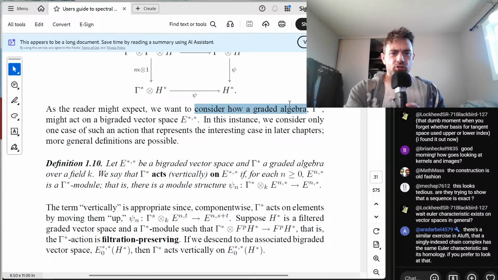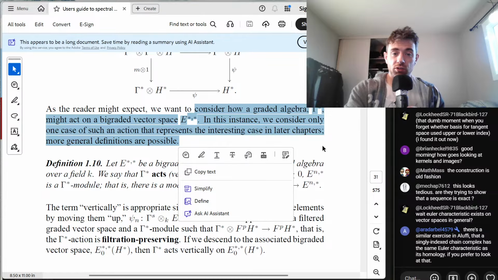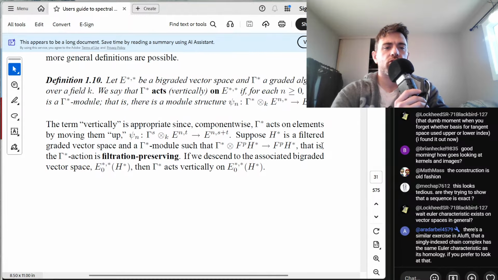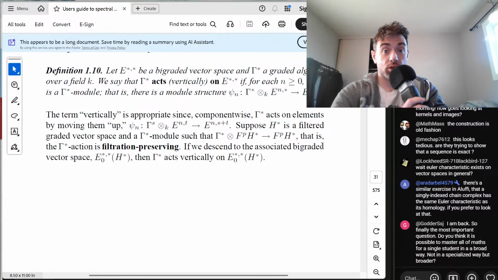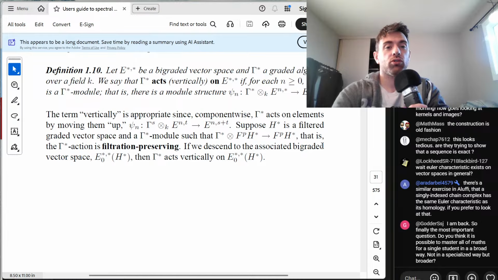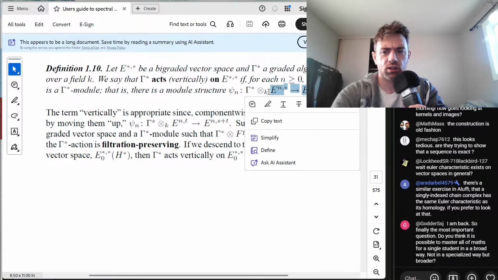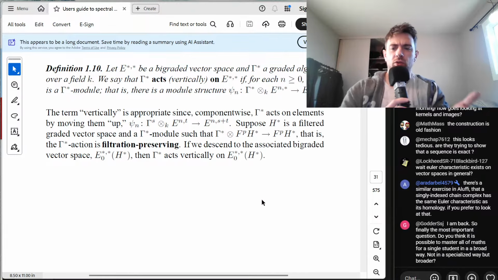As a reader might expect, we want to consider how a graded algebra might act on the bi-graded vector space. In this instance, we only consider one such case of an action that represents the interesting case in later chapters. But more general definitions are possible. Okay. So it's going to act on a bi-graded vector space. It acts vertically. If fixing the first component is a gamma star module, and there is a module structure there. Oh, wait, so we're actually not increasing the degree. Oh, at least on the end component, which makes sense.